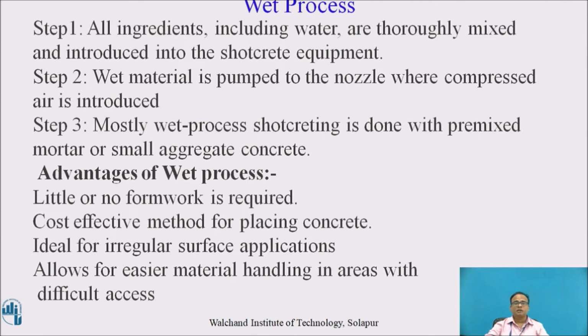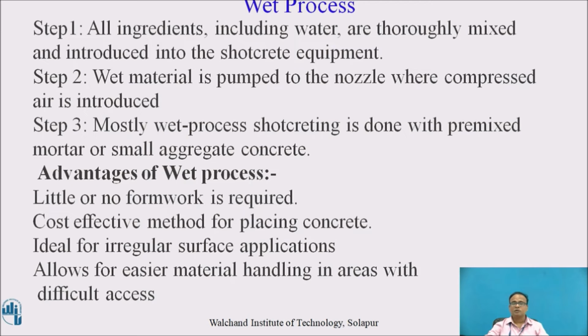Now let us consider another process, that is the wet process. Here all ingredients including water are thoroughly mixed and introduced into the shotcrete equipment. Step number 2, wet material is pumped to the nozzle where compressed air is introduced. Step number 3, mostly wet process shotcreting is done with premixed mortar or small aggregate concrete.